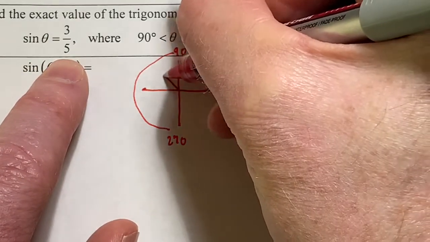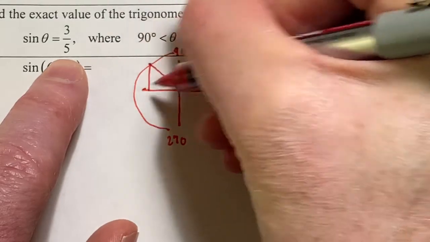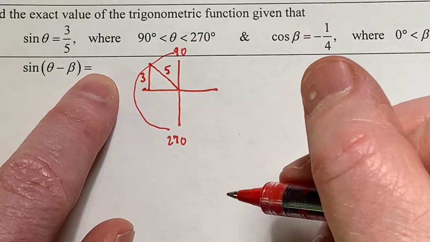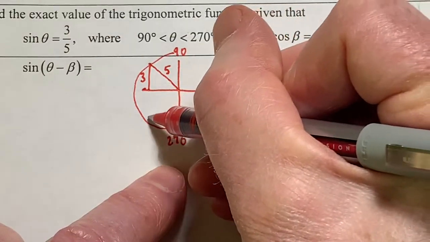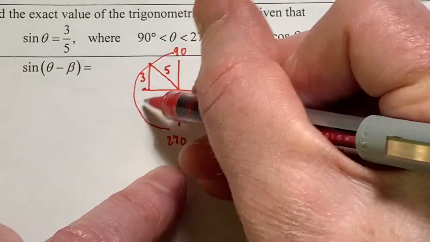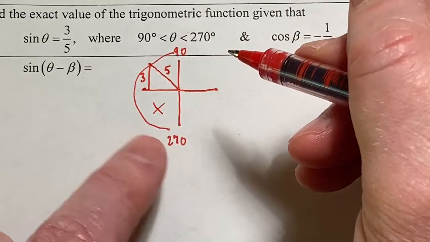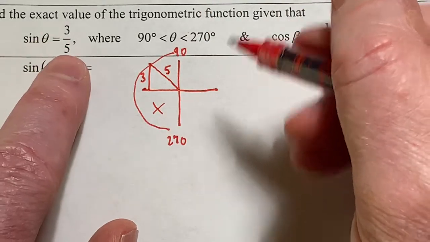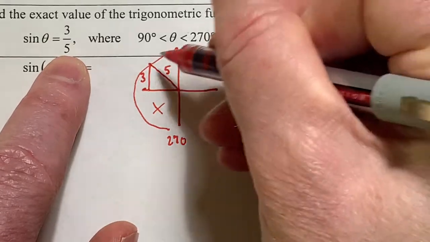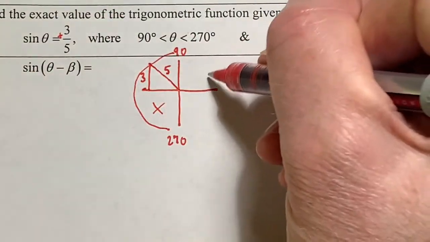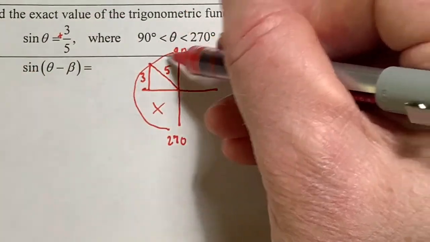Well, if it's in this quadrant, then the opposite over the hypotenuse could totally be 3/5. But if it was in this quadrant, the opposite would have to be -3. It'd have to be going down. So it can't happen here, can it? And by the way, isn't sine positive in these 2 quadrants? All students take classes. Sine can only be positive 3/5 here or here. And it can't be there because it's got to be bigger than 90 but smaller than 270.